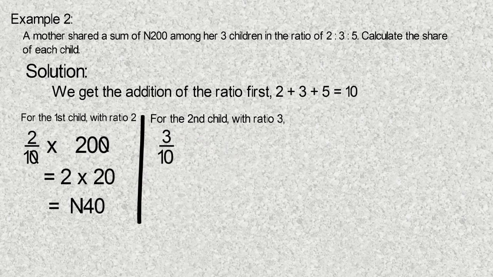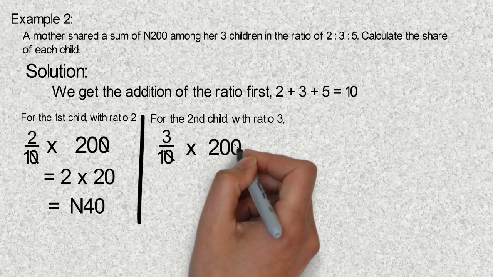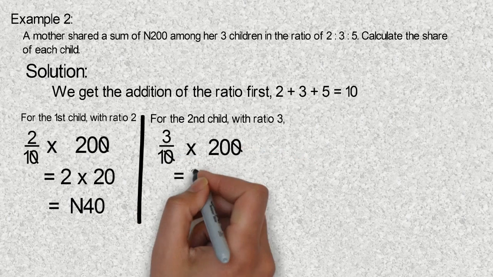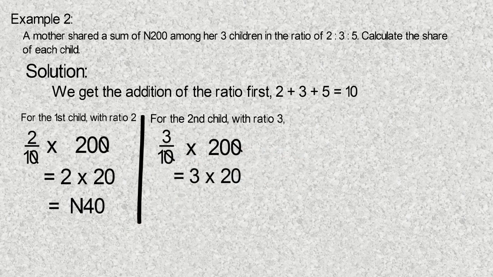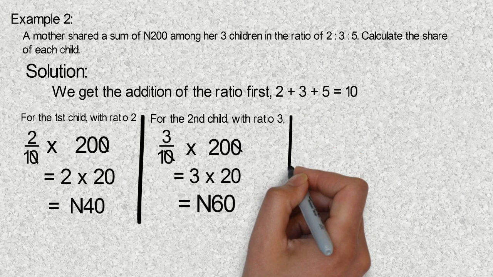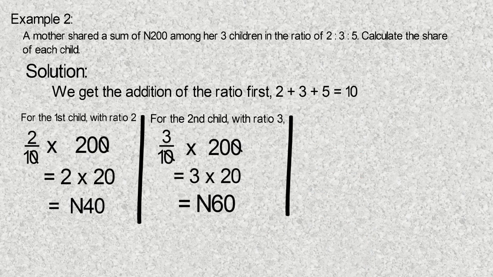3. So I have 3, which is the ratio of the second child, all over 10, which is the total of the ratios, multiplied by 200. So 10 here will give me 1, 10 here will give me 20 also. So I'm left with 3 times 20. So 3 times 20 will give me what? 60. So the second child has 60 naira.